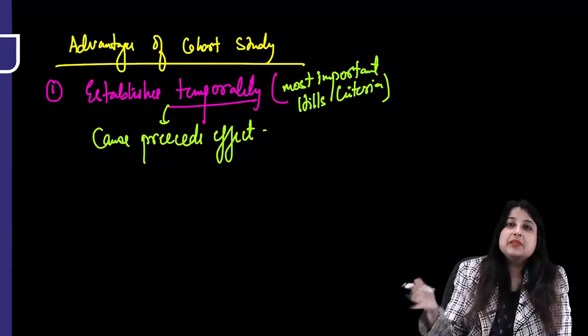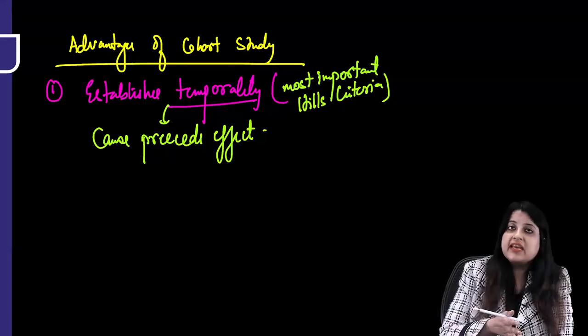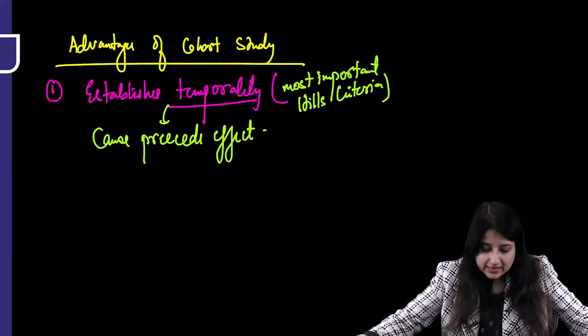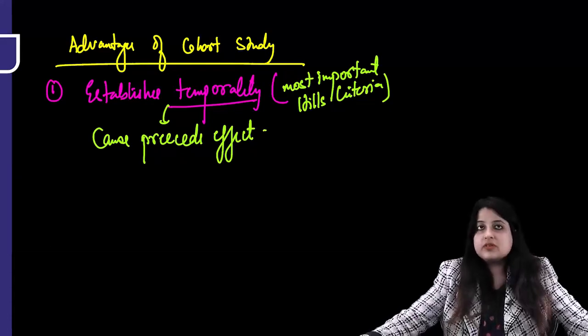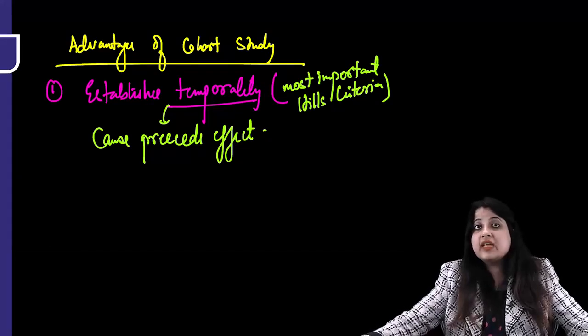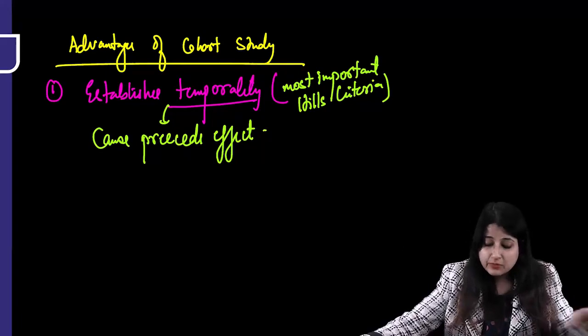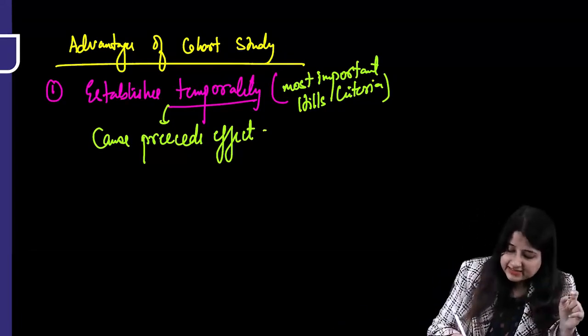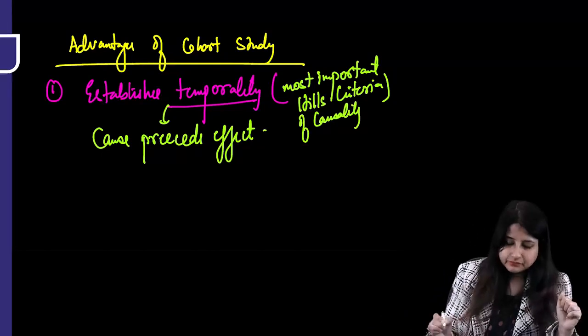Okay, before lung cancer, the person has smoked. Before CVD happened, the person was drinking. So drinking led to CVD. Smoking led to lung cancer. So that is cause precedes effect. That is what is known as temporality, and it can very well be established by cohort study. It's the most important Hills criteria of causality.